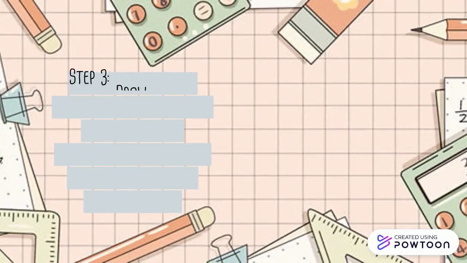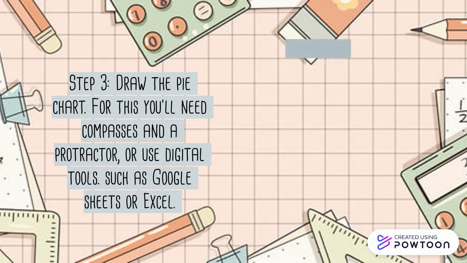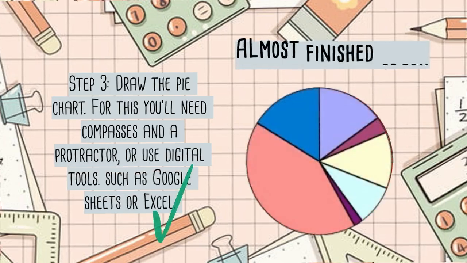Step 3, you will have to draw the pie chart. And for this, you will need a digital tool such as Google Sheets or Excel, or a compass or protractor. You will use the number of degrees, so in this case 54, and shade until 54 degrees.